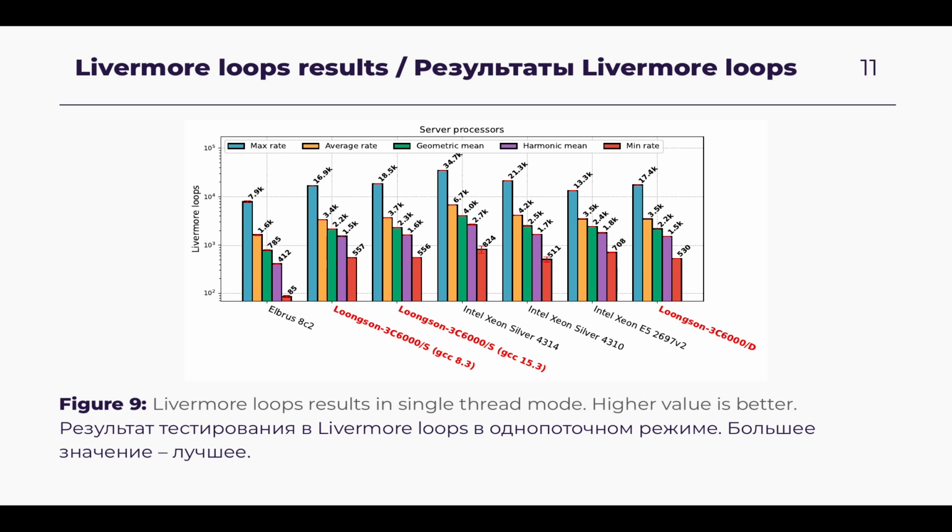There are Livermore loops results. There you can see different parameters, not only average, but maximum, average, geometric mean, harmonic mean and minimum rate. And as in previous slides, the same trend as I see: better results for Intel Xeon Silver 4314, and Xeons 4310 and E5 very close to Loongson. Next slide.